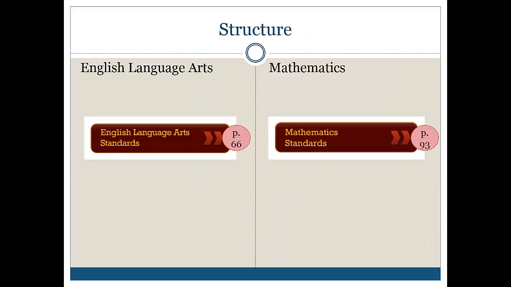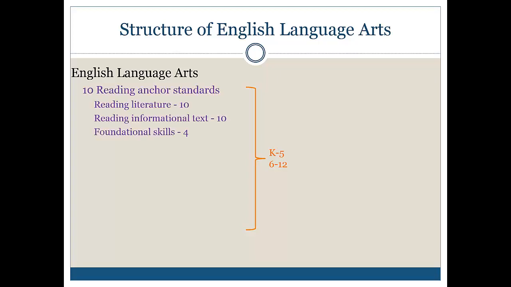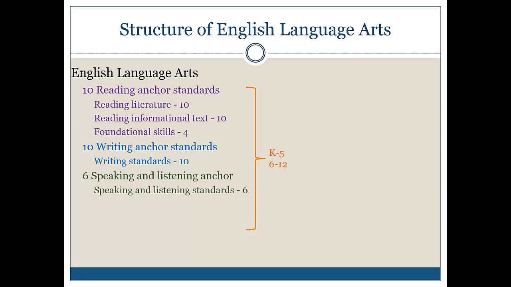Standards are published online and as documents. There are 66 pages of English language arts standards and 93 pages of mathematical standards. English language arts standards are sorted into primary K-5 and secondary 6-12. ELA subjects include reading, writing, speaking, and listening. Standards are organized beneath anchor standards, which define general literacy expectations. Anchor standards apply to all grades, and there is one set for each ELA subject. Beneath anchor standards are grade-specific standards, which define end-of-year expectations for advancing to the next grade. There are 10 to 4 specific standards for each grade, depending upon the ELA subject.